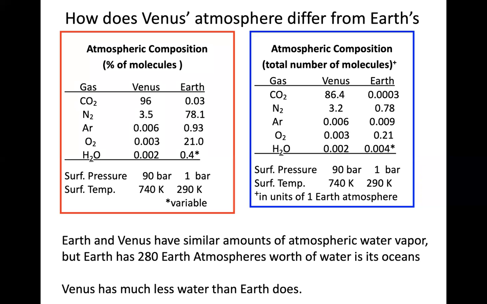Well, to answer that, we have to go back to the water. Earth and Venus have similar amounts of water in their atmospheres, but Earth has most of its water in ice and oceans. And in fact, if you took all of Earth's oceans and put it in the atmosphere, it would be 280 times the mass of our current atmosphere. So Earth has a lot more water. So the implication is Venus lost its water somehow.